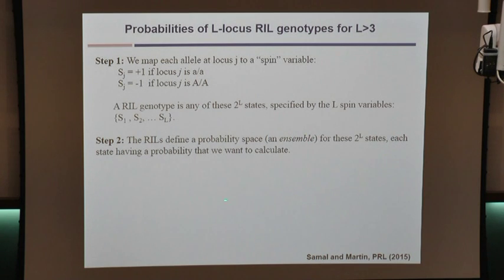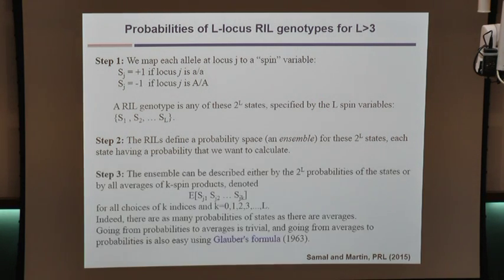And basically what we are interested in is to compute the probability of each of the 2 to the power L states. But we should remember that because of the symmetry, two genotypes always have the same probability. So basically the unknowns are 2 to the power L minus 1. But I won't bring that complication in for now.